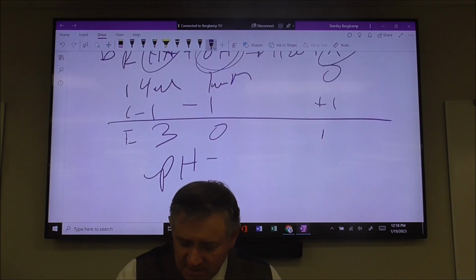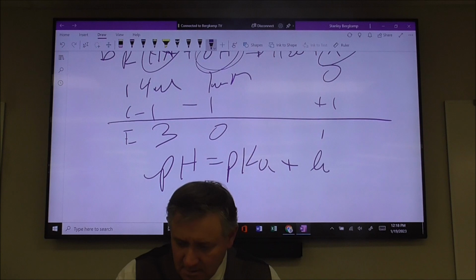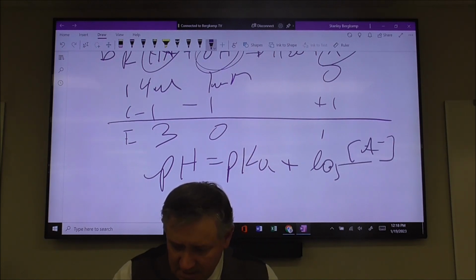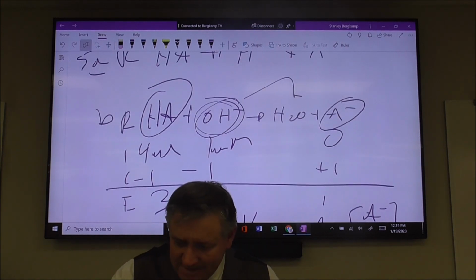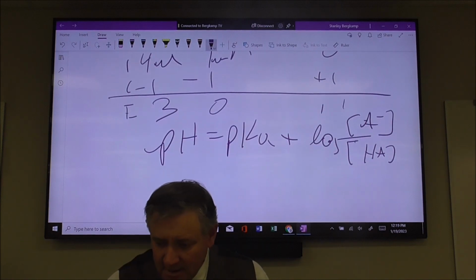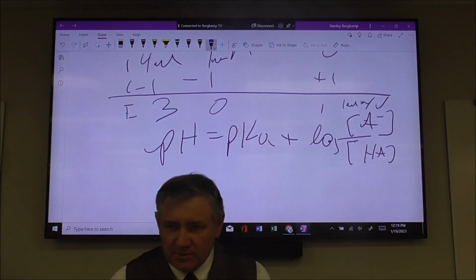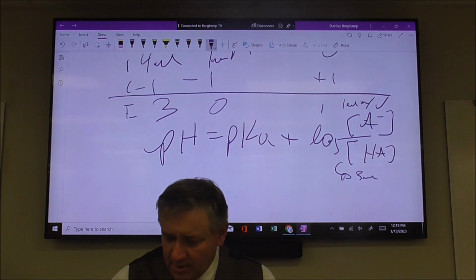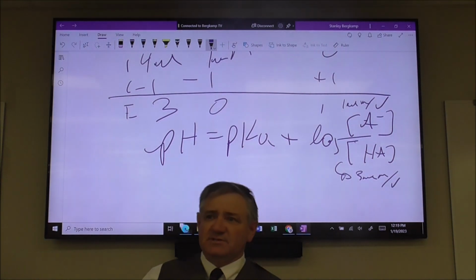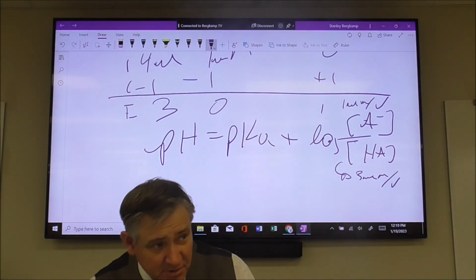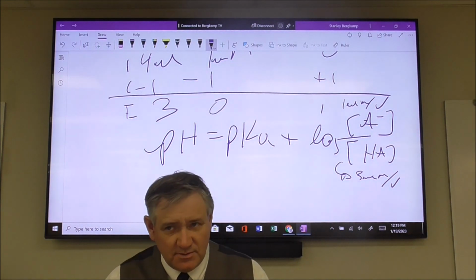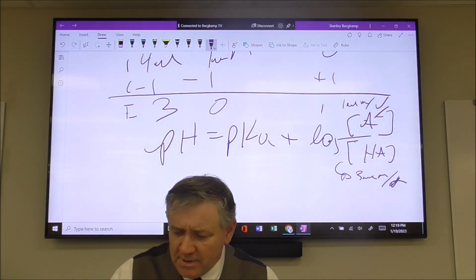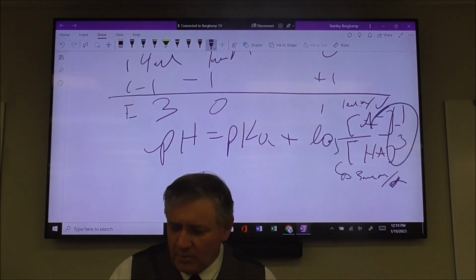Now, if you want to go Henderson-Hasselbalch, which I recommend, let's just talk about this before you do any calculations at all. So my anion concentration, technically, is going to be 1 millimole divided by the total volume of the solution. My HA is going to be 3 millimoles divided by the total volume of the solution. But because you're dividing both by the total volume of the solution, do you really need to do that? No. Basically, you can take the log of 1/3.